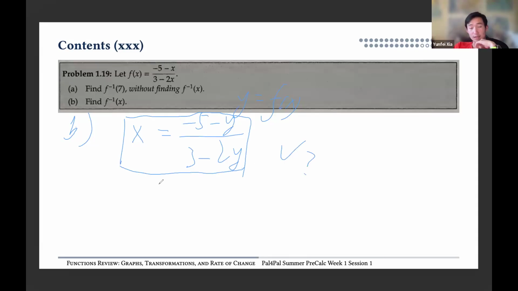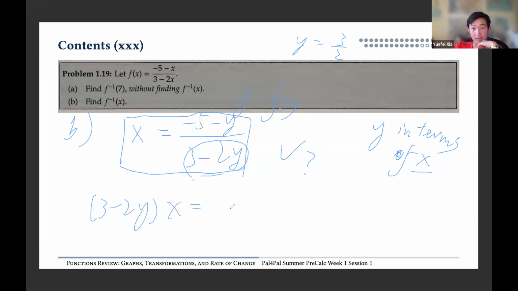Okay, I assume we do. So then we are just proceeding to solve this equation in terms of x. So therefore, we multiply this on both sides. But you have to first notice that y can never be a derivative. So therefore, 3 minus 2y times x is equal to negative.